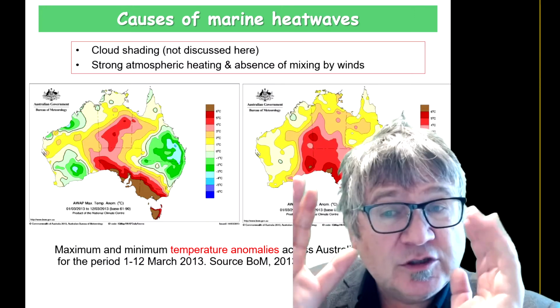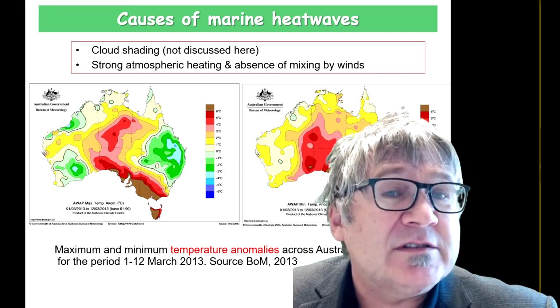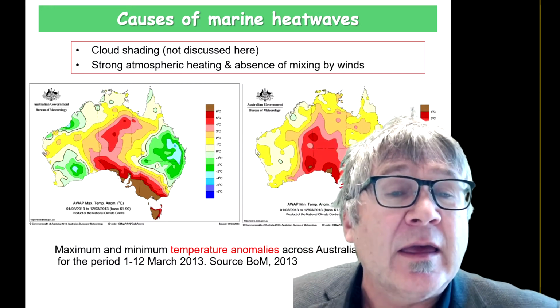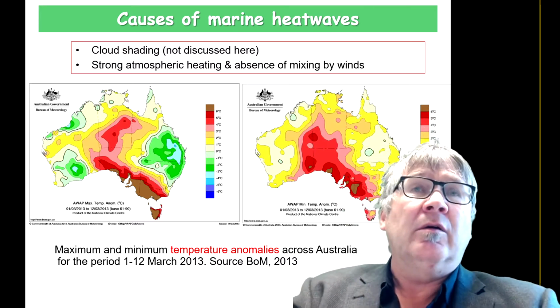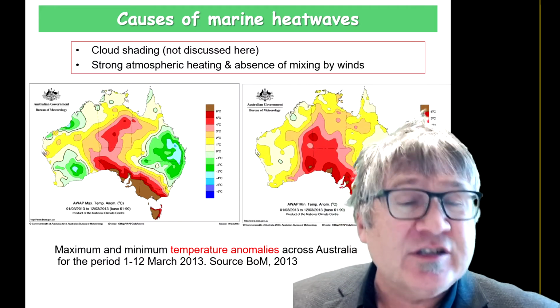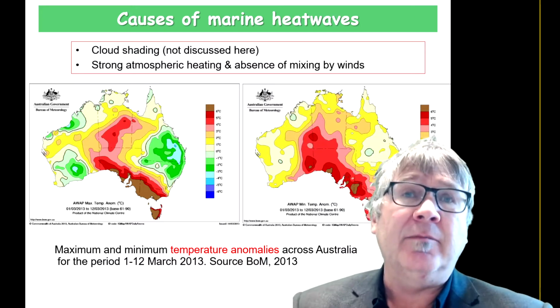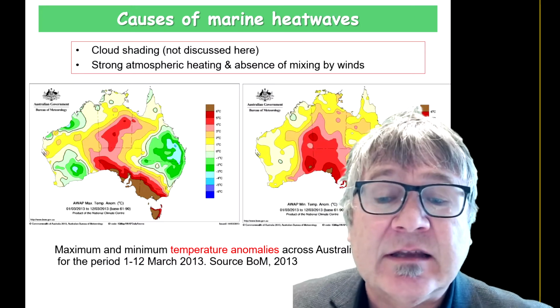Yeah, and this is the distribution here of the temperature anomaly that you had during that time, and it was a very dramatic event. Before I forget, it's also mentioned here, another effect that can cause marine heat waves is actually cloud shading. Because with the cloud shading you can reflect some of the shortwave radiation that comes from the sun, and that can also create marine heat waves. But that is not discussed in this lecture.